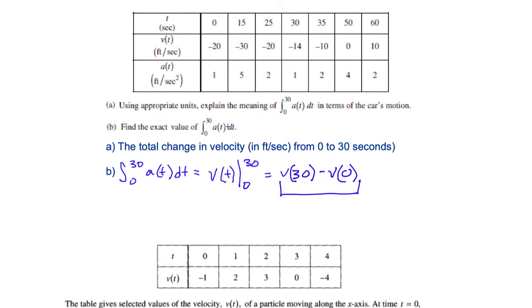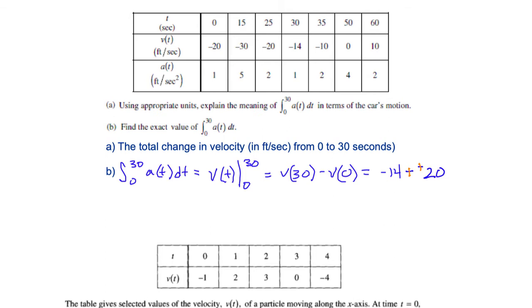How do you find the exact value? You take the integral and then plug it in, right? So 30 is a position. This is v, or sorry, the velocity is going to be negative 14. So negative 14, and v of 0, that's negative 20. So minus a negative 20. The double negatives turn into a positive, and that's going to be positive 6.